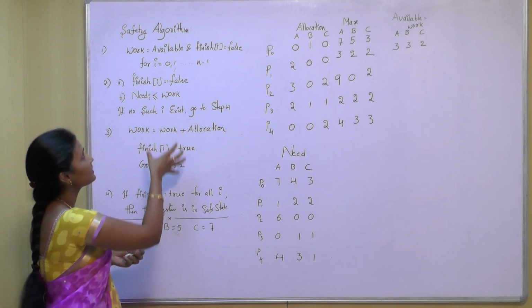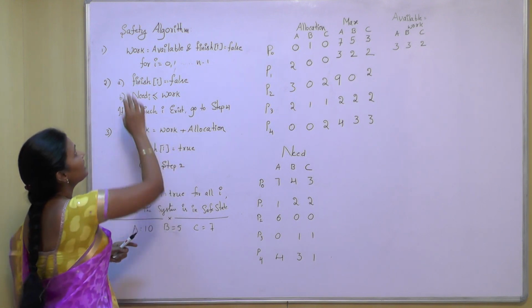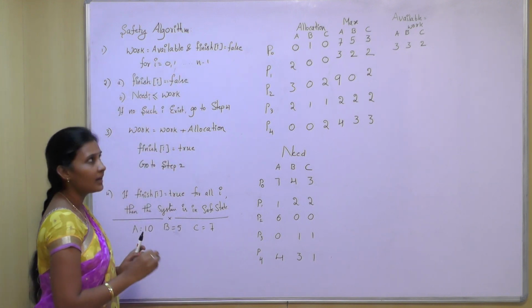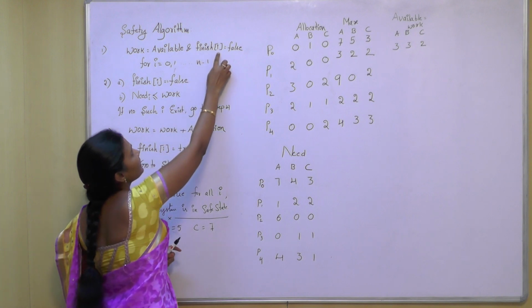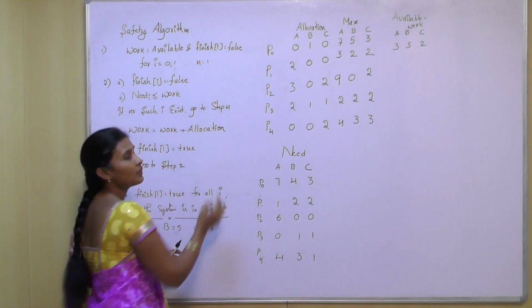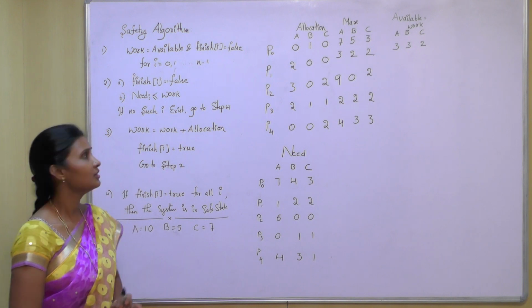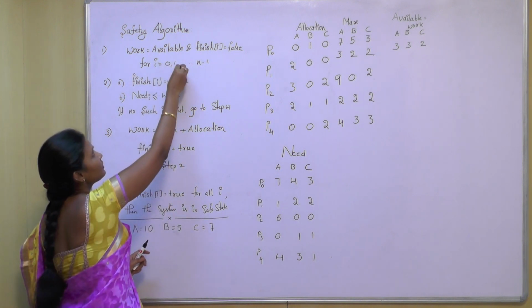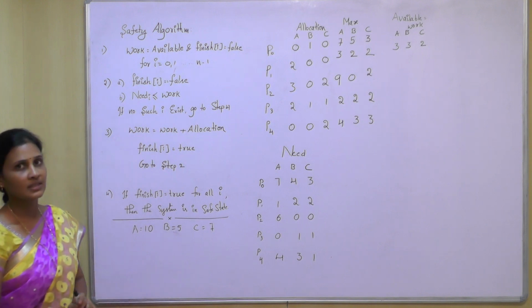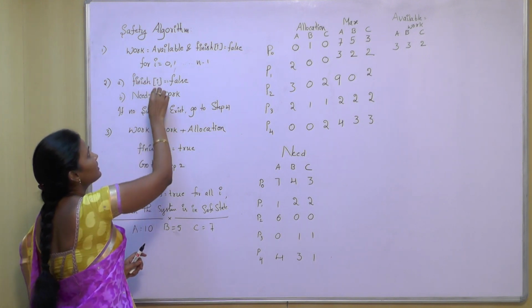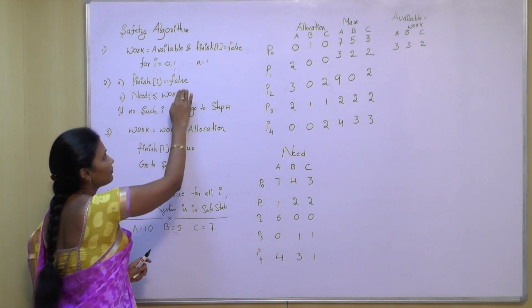So here in this safety algorithm, first we initialize work equals available, and finish of i. Here i represents the number of processes. Finish of i is equal to false, where i is from 0 to n minus 1, the set of processes. So first we have to initialize finish of i equals false.